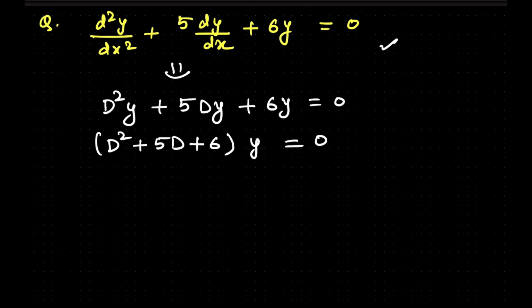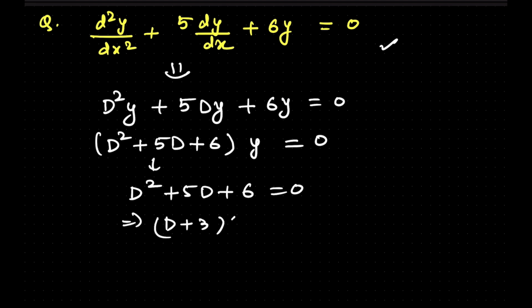So now we have to find the roots of this. So let's just equate it to 0. D square plus 5D plus 6 equal to 0. So you will see that you will find (D plus 3) into (D plus 2). You can factor this polynomial. So your roots are D is minus 2 and minus 3.